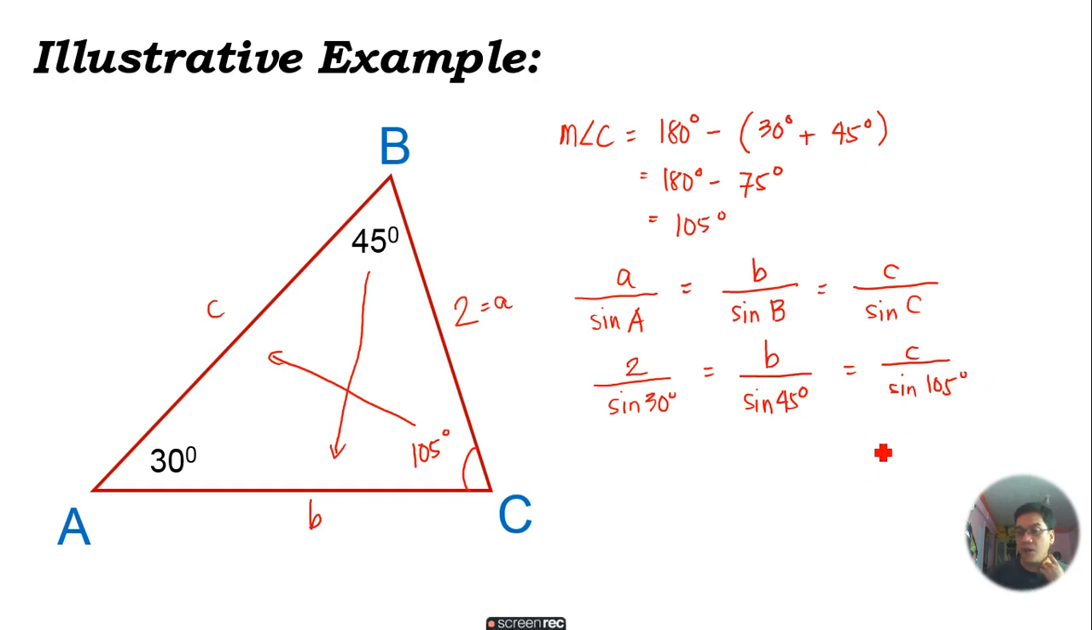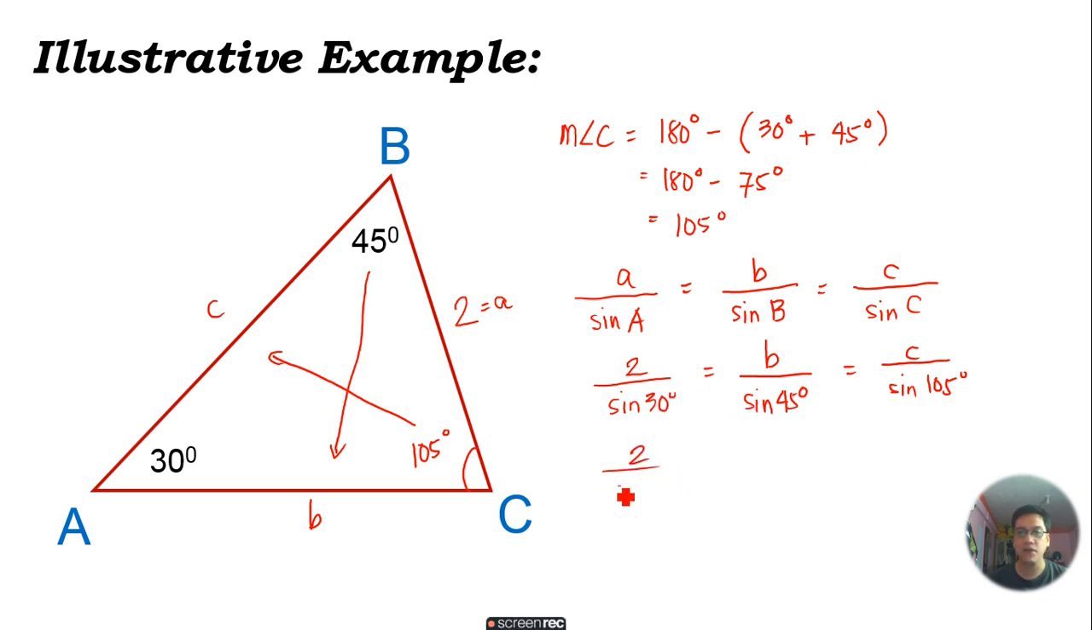Now, we can solve for the missing sides because we have a multiplying factor that can be used to solve for what is missing. In this case, we have 2 over sine 30, which is a multiplying factor that we can use with both of these: B over sine 45 degrees and C over sine 105 degrees. So one by one, let's solve.